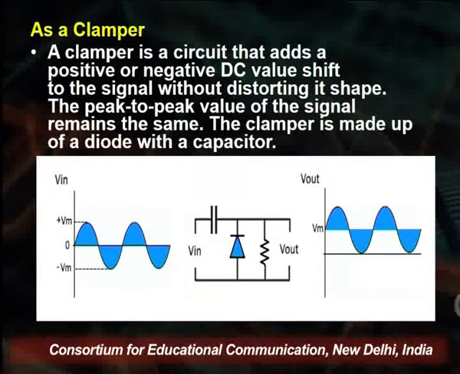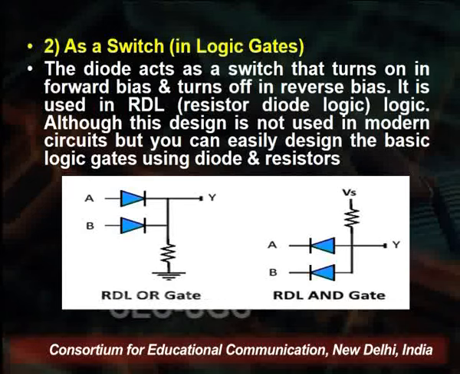Similarly, a clamping circuit adds a positive or negative DC level shift to the signal without distorting its shape. The peak to peak value of the signal remains the same. The clamper is made up of a diode with a capacitor, as you see here. And this is a logic circuit, with logic gates, where we use diodes. You can see it in the diagram.